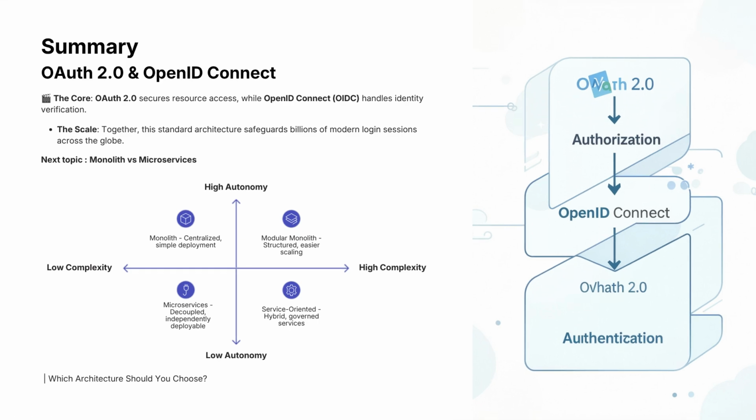OAuth 2.0 allows applications to access resources securely without sharing passwords. OpenID Connect adds user authentication on top of OAuth. Together, they power modern login systems used by millions of applications around the world.